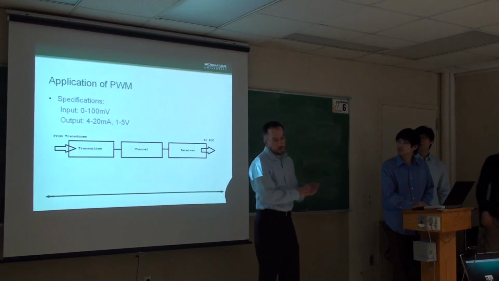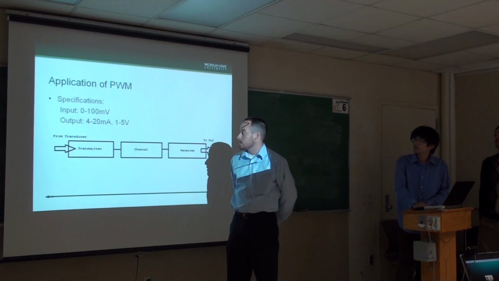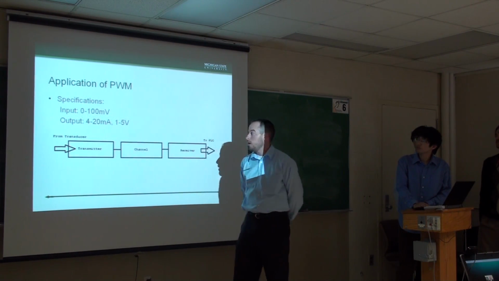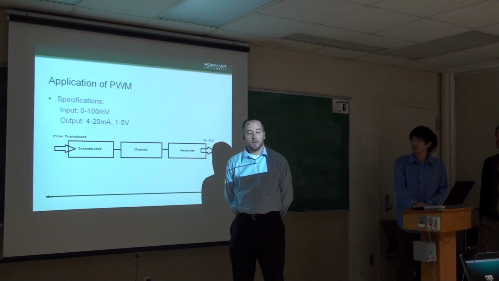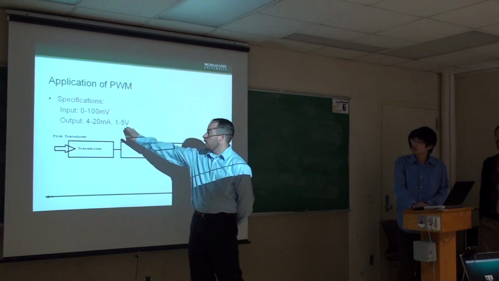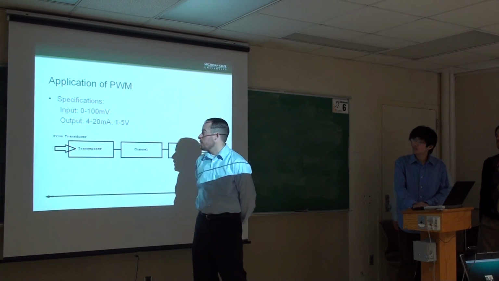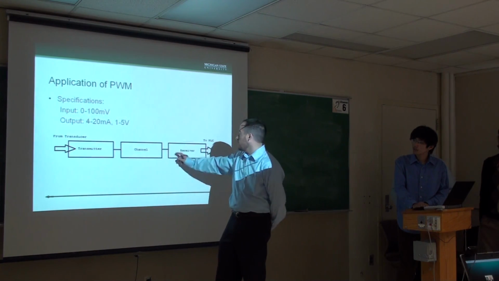Hello, I'm Patrick, and I'm going to talk about how we're going to actually employ pulse width modulation. As we already mentioned, the specifications given to us by our sponsor were to take an input from the transducers in a range of about 0 to 100 millivolts, and then to make a ratiometric output in the range of about 1 to 5 volts and 4 to 20 milliamps. So I'm going to break down my discussion and talk about the transmitter, the channel, and the receiver.